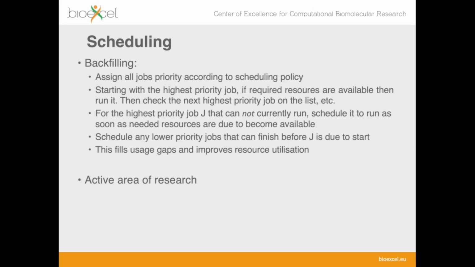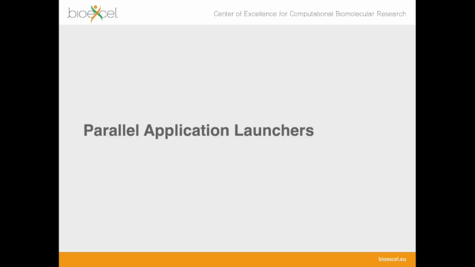Then for the first job that it cannot currently run, the highest priority one, it schedules it to run in future as soon as the resources that it needs become available, based on what it knows is already committed. And then any lower priority jobs that are maybe smaller, or that for whatever reason could finish before the higher priority job that it just scheduled is due to start, it backfills into those gaps that it sees, to improve resource utilization. So this is just one example, and this is a big area of research really.